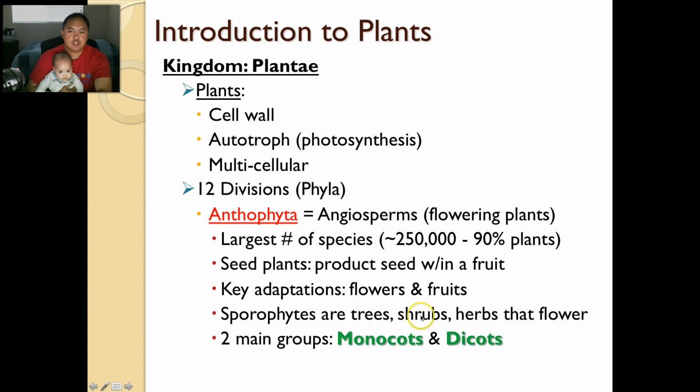Sporophytes, they're trees, shrubs, and herbs that flower. So when you hear about sporophytes, think about trees, shrubs, and herbs. And then there's two groups of angiosperms. We talked about this, called monocots and dicots.